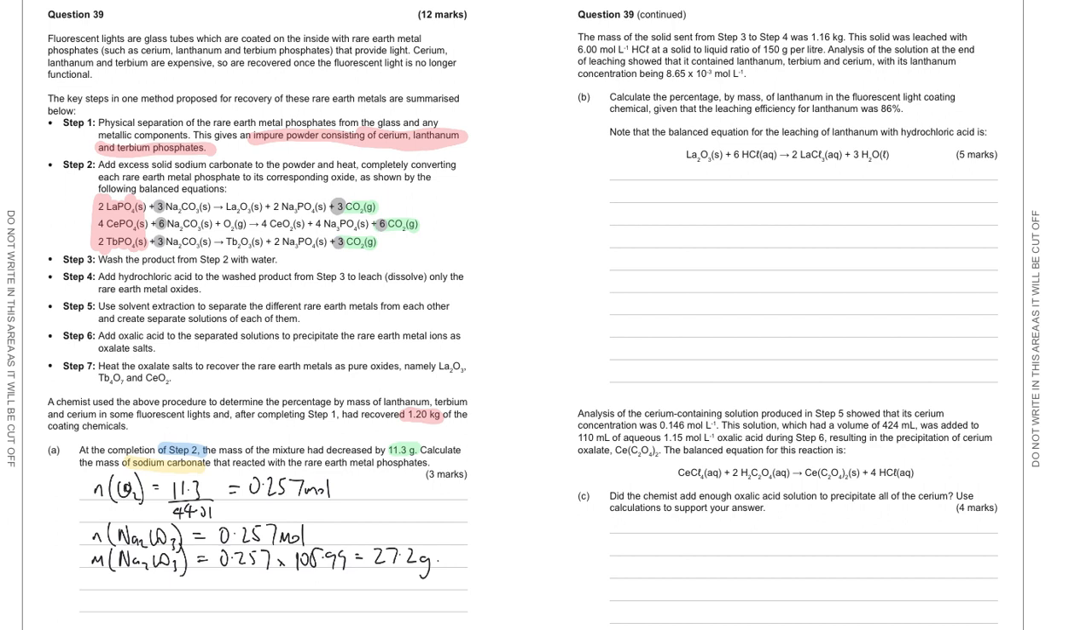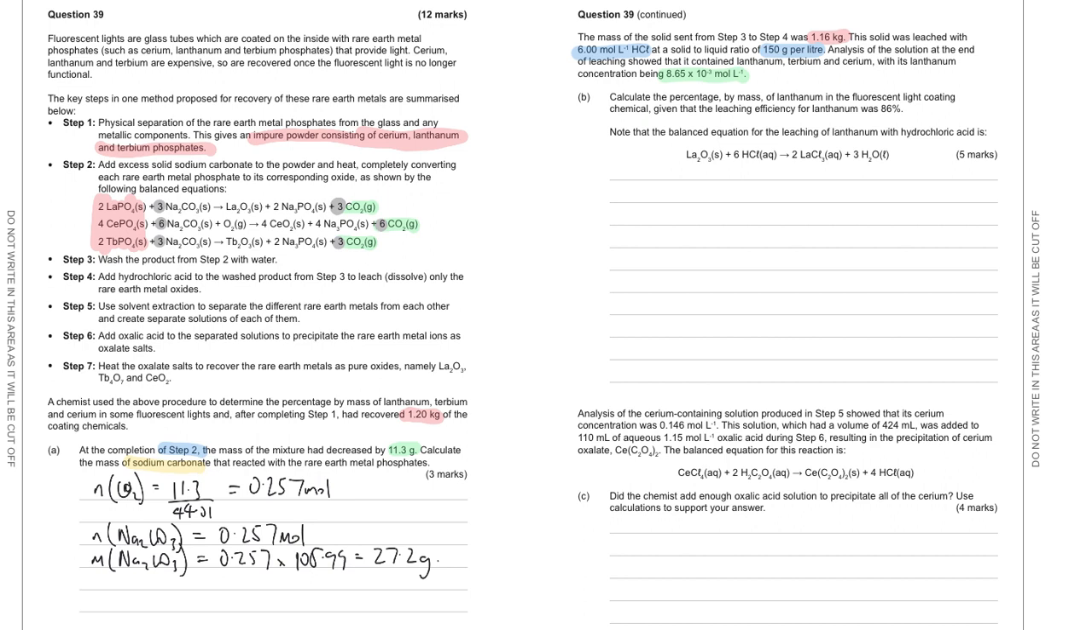Okay, so there's a couple of pieces of information in here. You have 1.16 kilograms of the stuff. You've got 6 molar HCl at a 150 grams per liter ratio, and you've got a concentration of lanthanum of that. So first of all, you need to work out how much HCl was added.